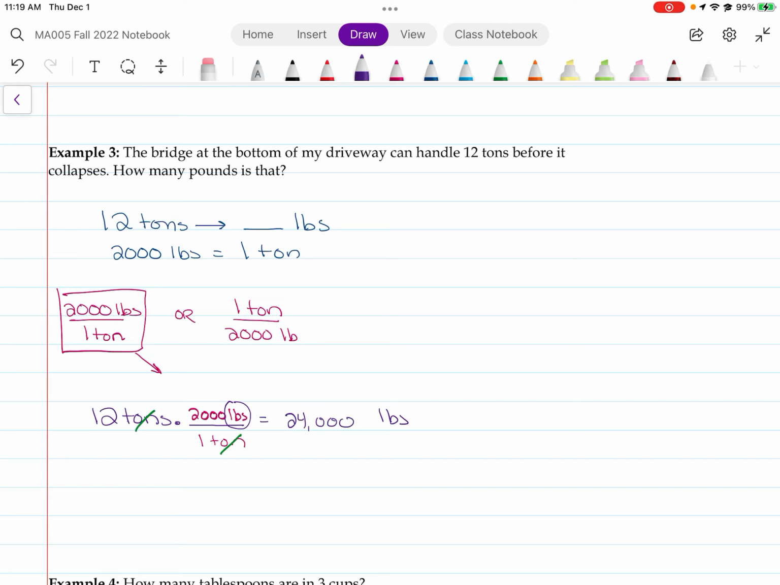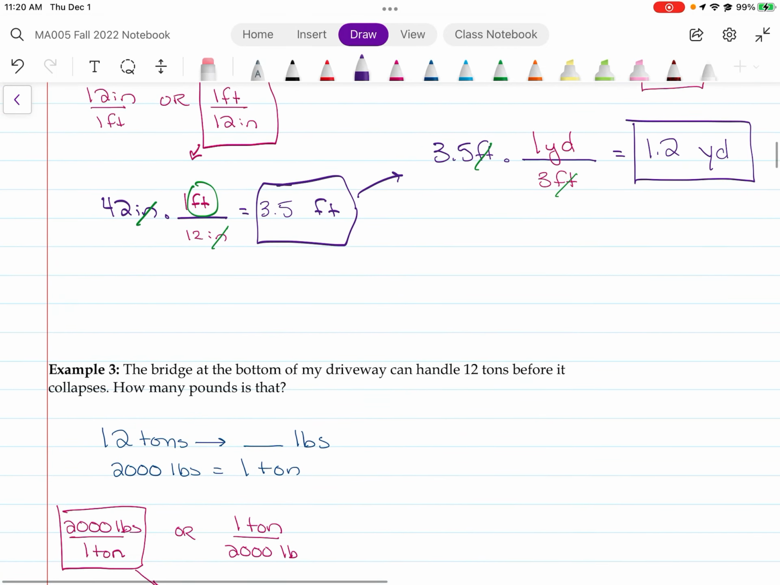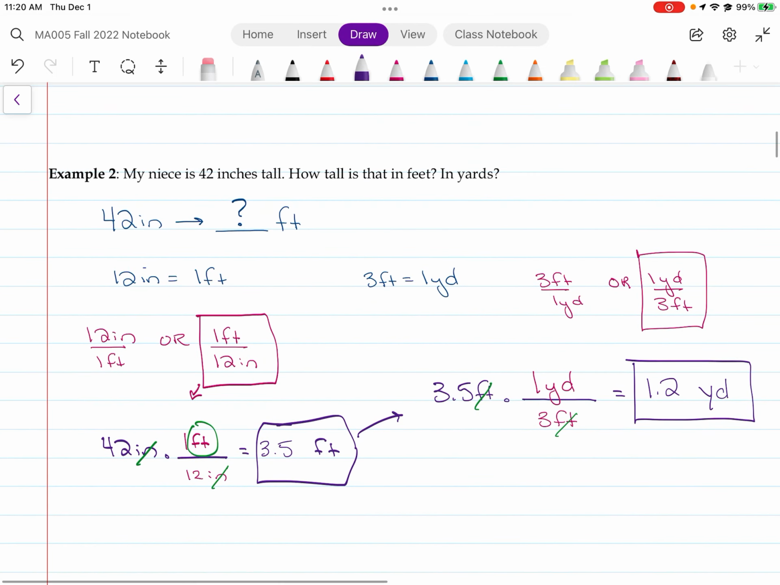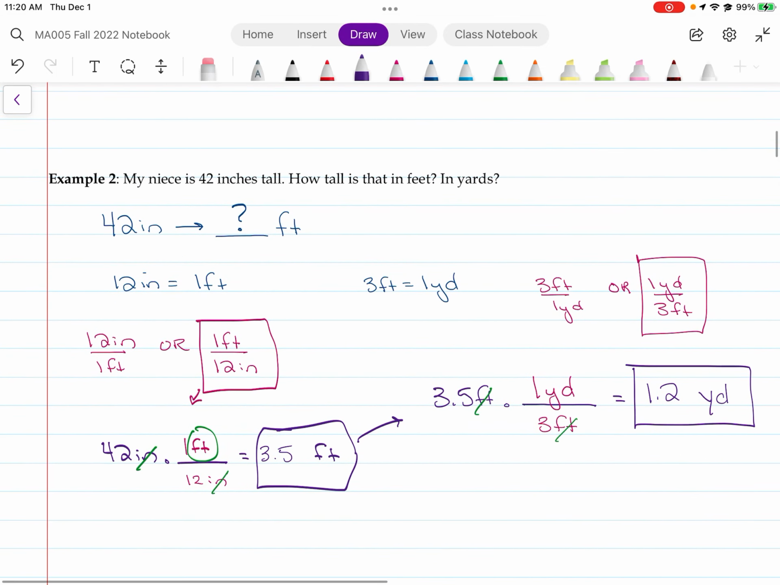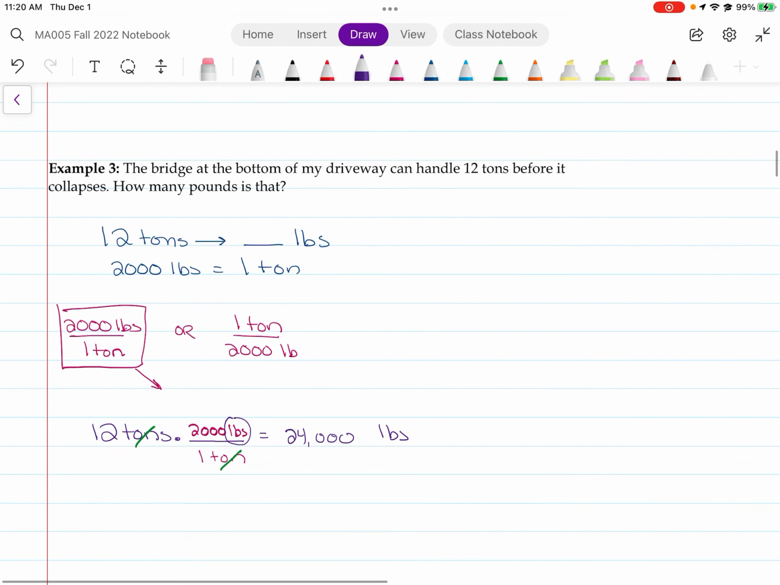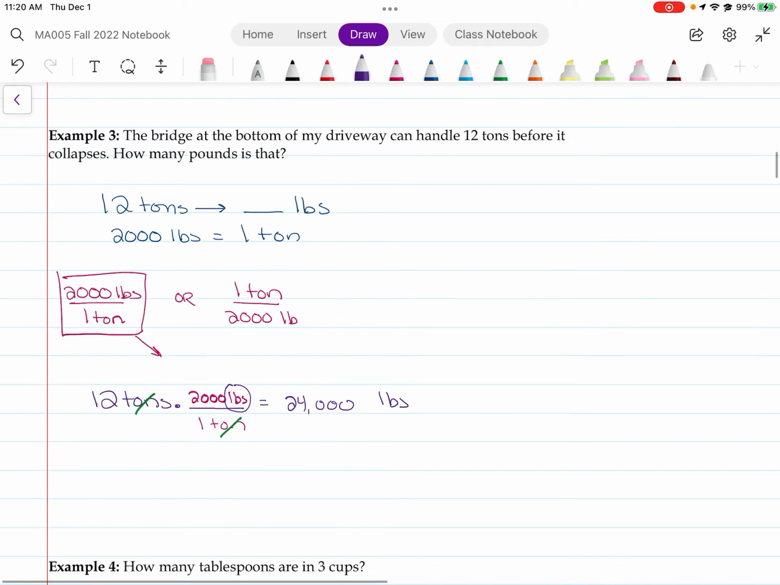So this answers the age-old question of, do I multiply or do I divide? Up here, we were dividing because the number was on the bottom. Here, we're multiplying. And it's going to be different depending on what you're asked and depending on the conversion factor you use. So you have to pay attention to the units.